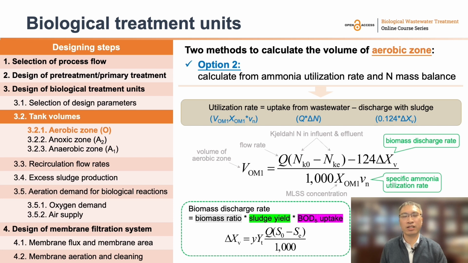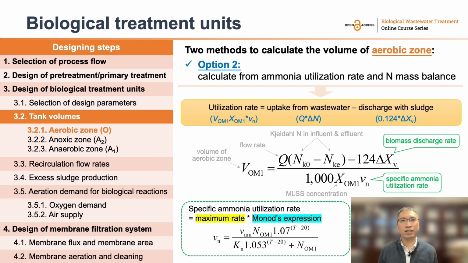The biomass ratio in the sludge, also known as the proportion of volatile mixed liquor solids in the total mixed liquor solids, is typically in the range of 0.4 to 0.7 for MBR systems. This ratio is somewhat lower for MBR systems than that for CAS systems. The specific ammonia utilization rate, Vn, can be derived from the maximum specific ammonia utilization rate, VNM, according to the Monod relationship, with temperature correction as shown in this equation.